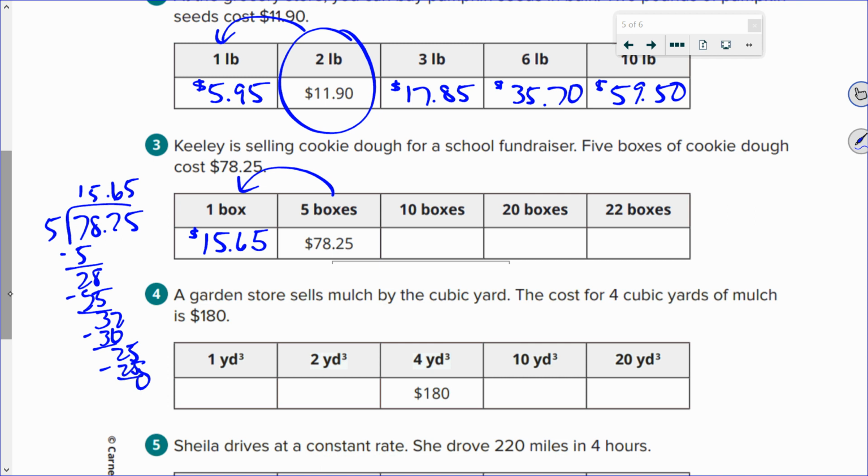Doing 10, I just moved my decimal once. 156.50. 20 is going to just be double that. So that becomes $312, $313. And then 22, that's just the 20 plus 2 of these, 2 of the ones. So 2 of the ones is going to be 31.30. So 31.30 gives me 344.30.